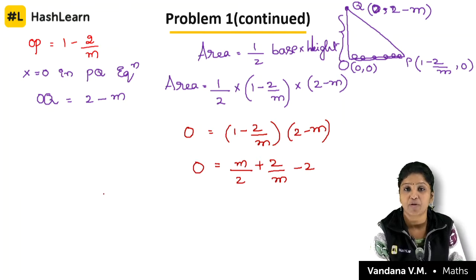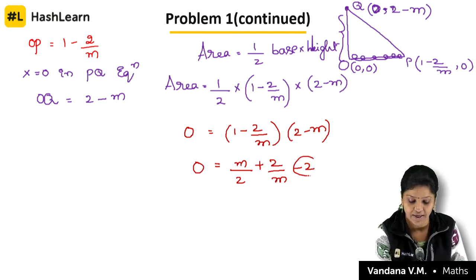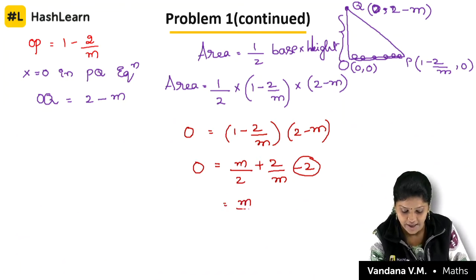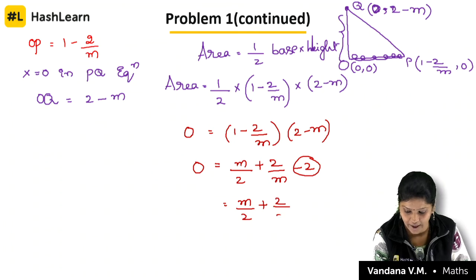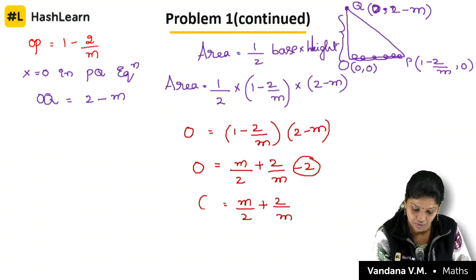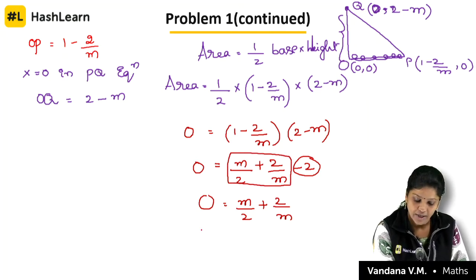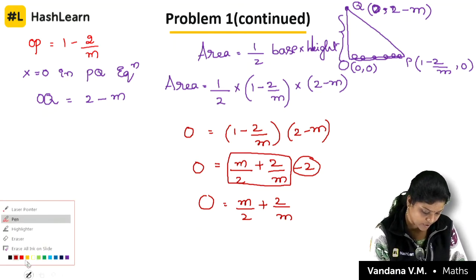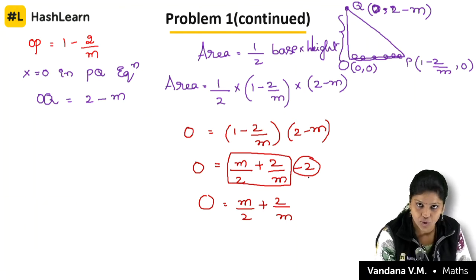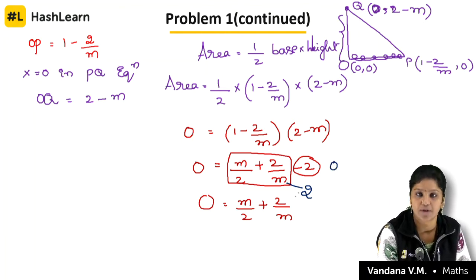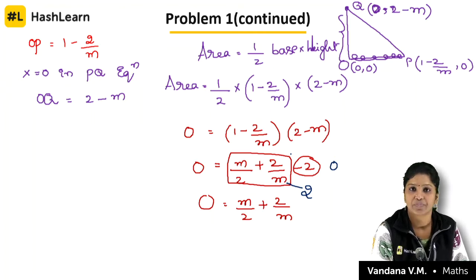That means I would like to find out the m value. So take the term which does not have m to this side: m by 2 plus 2 by m also becomes 0. This complete term has to become 0, however you want to understand it. See here, when it becomes 0, children, minus 2 is there. So if this value is 2, then 2 minus 2 becomes 0. The whole value should be equal to 2.